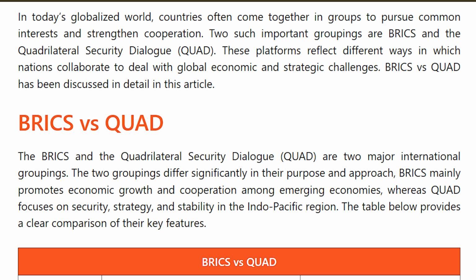BRICS vs QUAD. The BRICS and the Quadrilateral Security Dialogue, QUAD, are two major international groupings. The two groupings differ significantly in their purpose and approach. BRICS mainly promotes economic growth and cooperation among emerging economies, whereas QUAD focuses on security, strategy, and stability in the Indo-Pacific region. The table below provides a clear comparison of their key features.